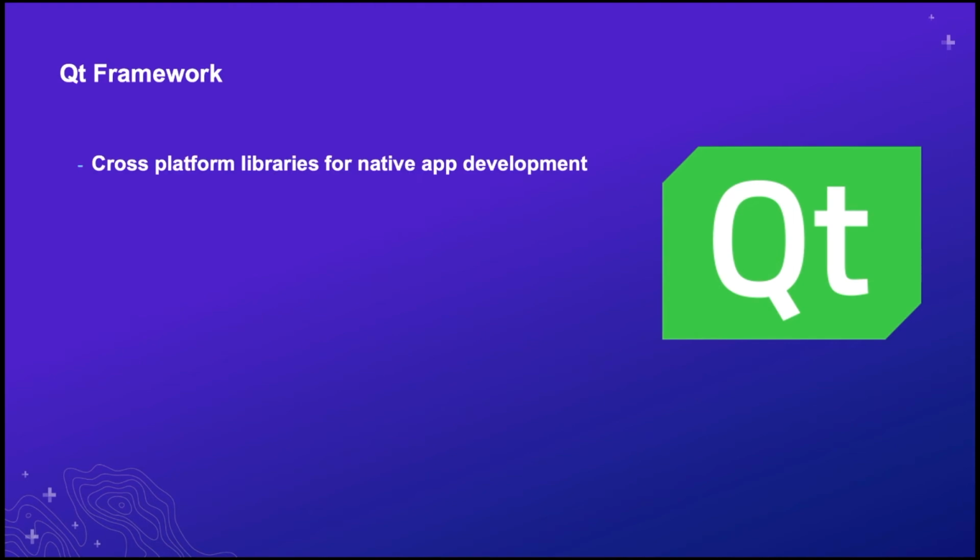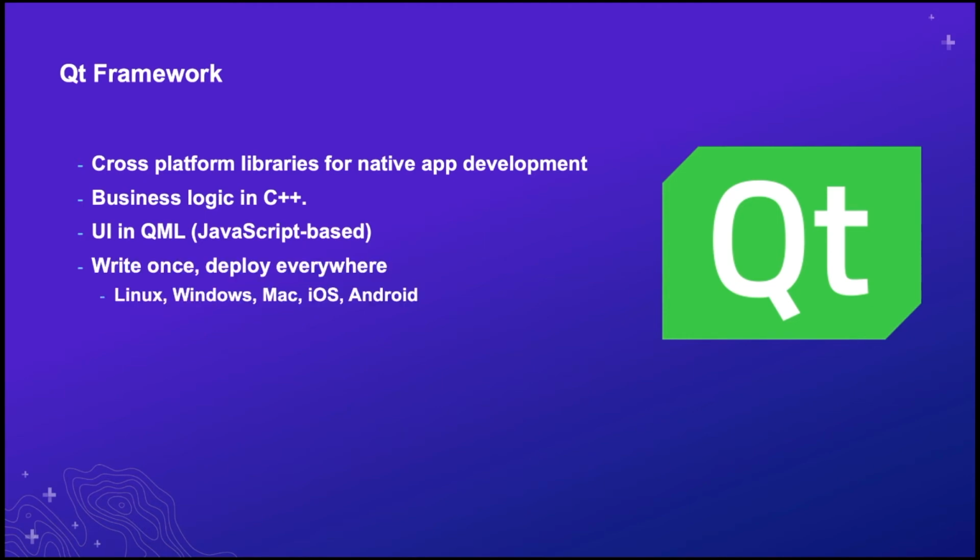So the Qt framework, as I mentioned, is cross-platform libraries for native app development. And the key thing there is native app. These aren't web apps that are running within a browser. Generally, your business logic is going to be written in C++, and your UI will be in a language called QML, which is JavaScript-based. Their mantra is write once, deploy everywhere. And you can deploy to all of these different operating systems: Linux, Windows, Mac, iOS, Android.